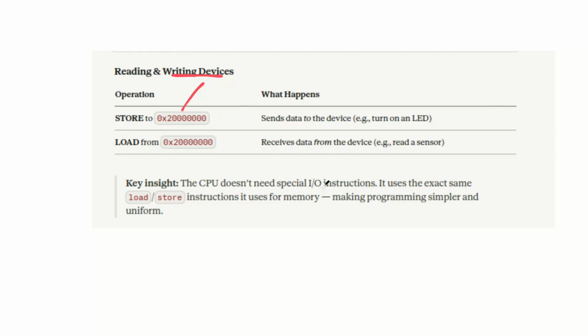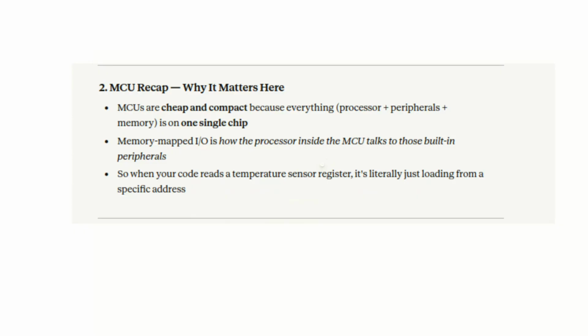The CPU doesn't need special IO. There is no special IO instruction. It is using the exact same load or store instructions that are used for our memory, and the same instructions are used for getting data from the device or giving data to the device, right? So for doing that, we are using the same memory instructions itself. There are no special IO instructions. This is mainly happening in memory mapped IO.